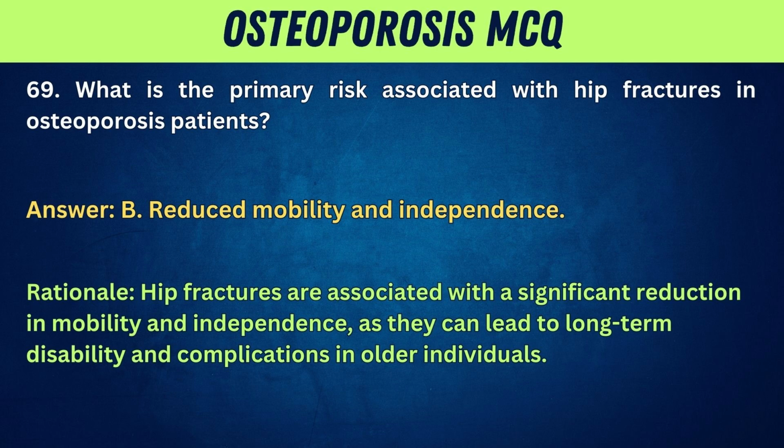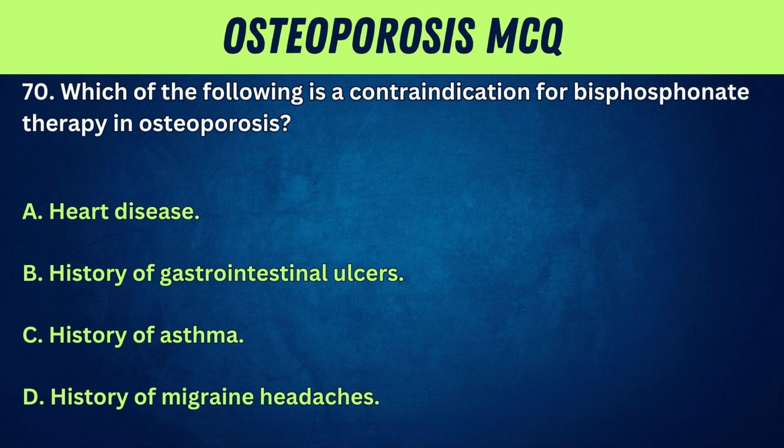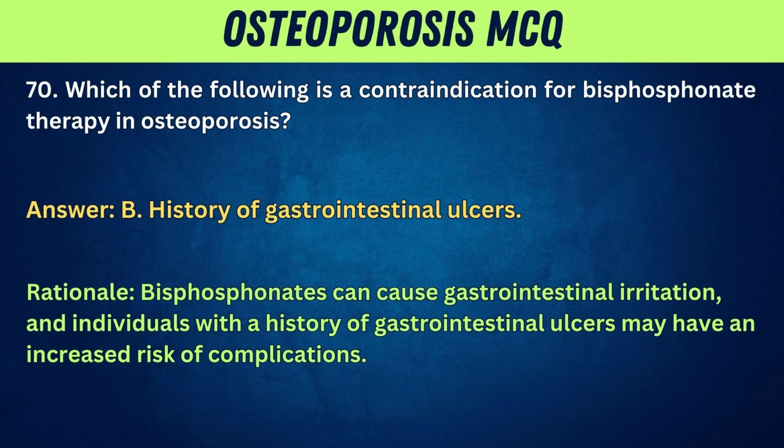Rationale: hip fractures are associated with a significant reduction in mobility and independence, as they can lead to long-term disability and complications in older individuals. 70. Which of the following is a contraindication for bisphosphonate therapy in osteoporosis? A. Heart disease. B. History of gastrointestinal ulcers. C. History of asthma. D. History of migraine headaches. Answer: B. History of gastrointestinal ulcers.